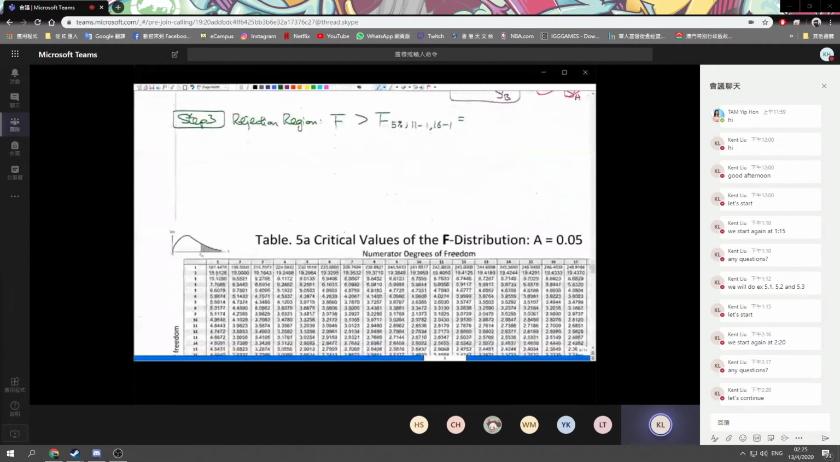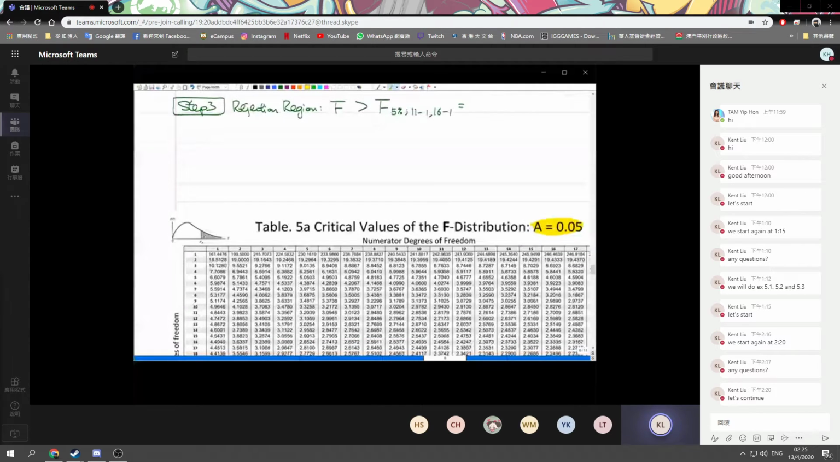So this is the table. Again, you need to take care of the alpha you have. Here we are doing 5%, so we should pick the F distribution table with alpha equal to 5%. The first degrees of freedom is 10, so we look at this column. The second degrees of freedom is 15, so we look at this row. So this gives us the critical value 2.5437.